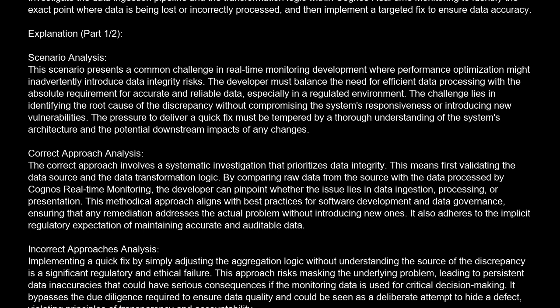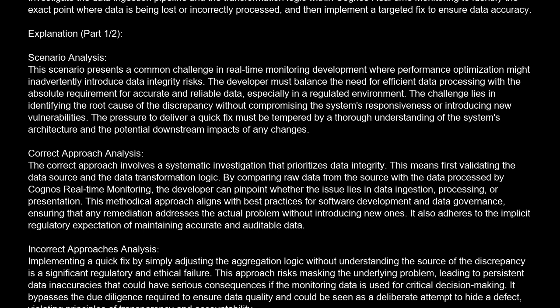Explanation. Scenario analysis. This scenario presents a common challenge in real-time monitoring development where performance optimization might inadvertently introduce data integrity risks. The developer must balance the need for efficient data processing with the absolute requirement for accurate and reliable data, especially in a regulated environment. The challenge lies in identifying the root cause of the discrepancy without compromising the system's responsiveness or introducing new vulnerabilities. The pressure to deliver a quick fix must be tempered by a thorough understanding of the system's architecture and the potential downstream impacts of any changes.